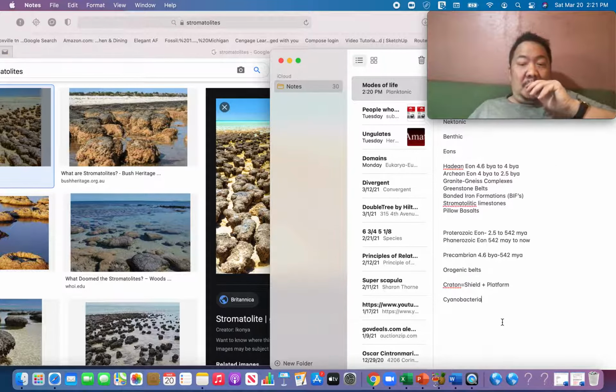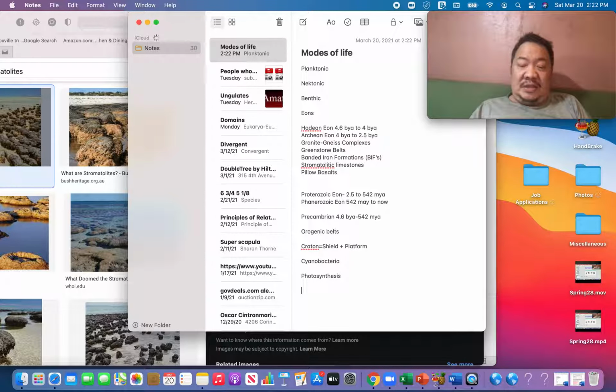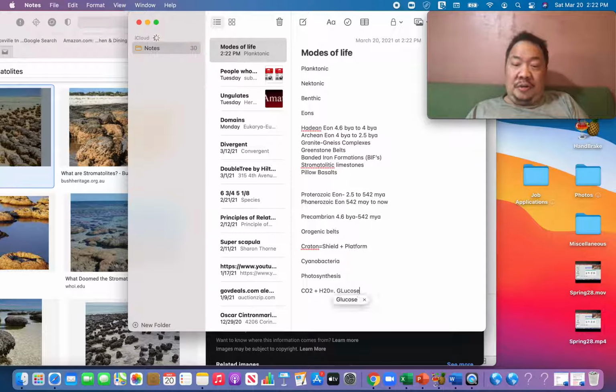Cyanobacteria are quite important. They are the first evidence of life on planet Earth. And they invented a new way of living, and it's called photosynthesis. So what is photosynthesis about? It's about taking CO2 plus water and forming glucose, which most people call sugar, and releasing oxygen gas.